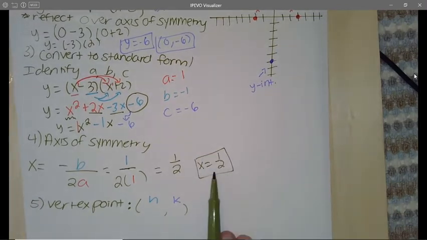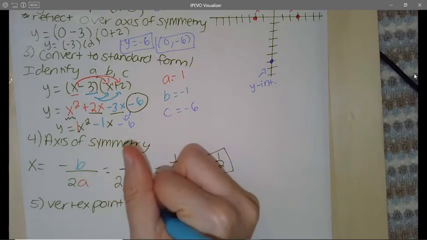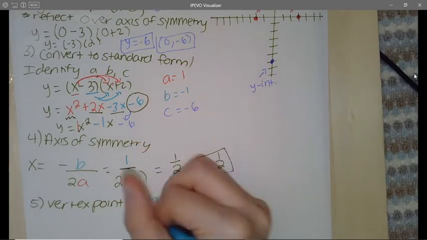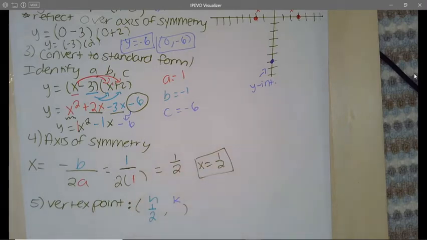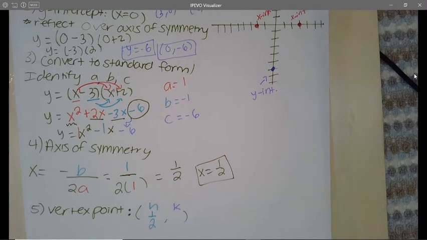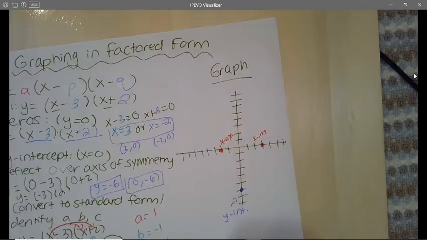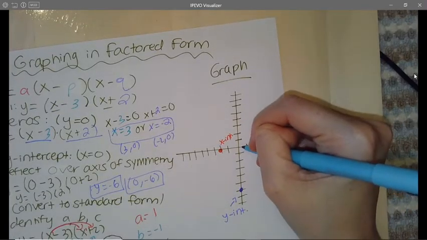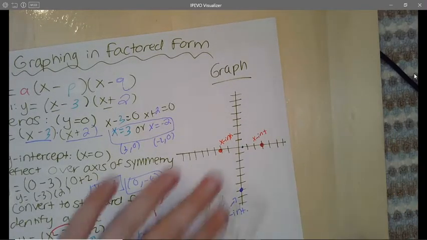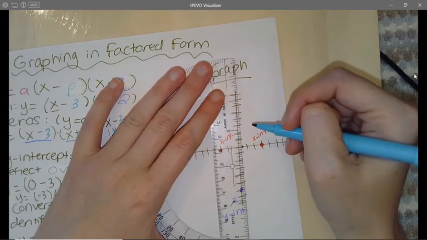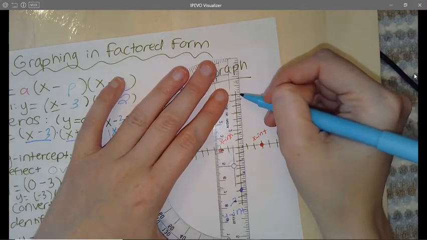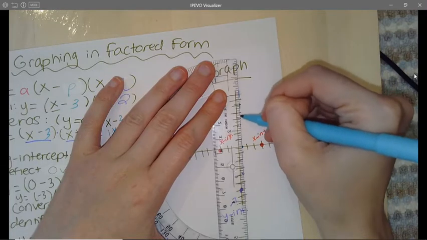Okay, and don't forget, you guys, that value is the same as your h value in your vertex point, or the x-coordinate of your vertex point. So my h value is also 1/2. Okay, so I'm going to go ahead and draw in my axis of symmetry real quickly. Okay, so this is a vertical line that will smack the x-axis at 1/2. Okay, so I know it must cross the x-axis at 1/2, so I'm going to kind of prepare myself. I'm going to draw in my beautiful axis of symmetry. Let's do it. Here we go.